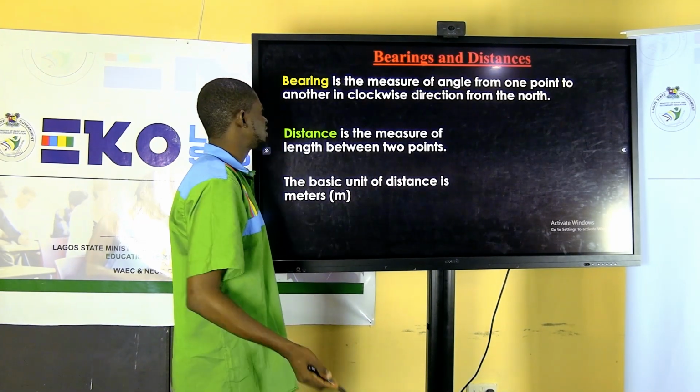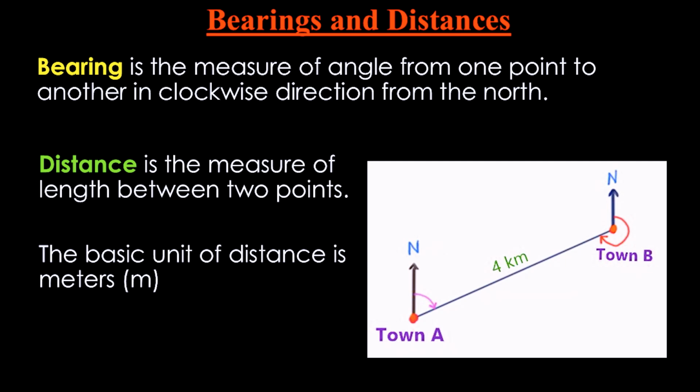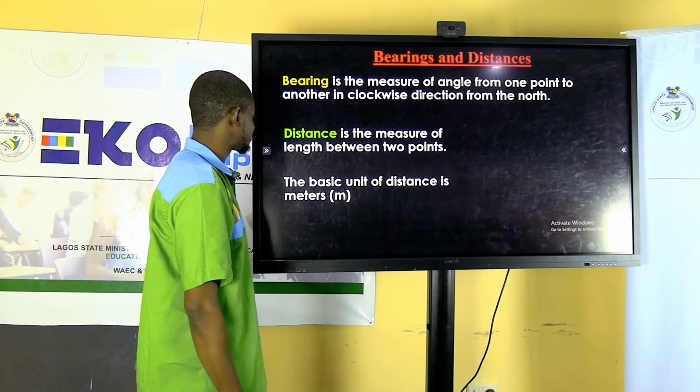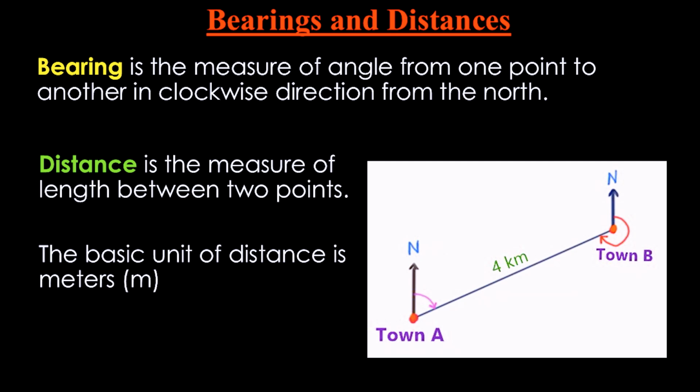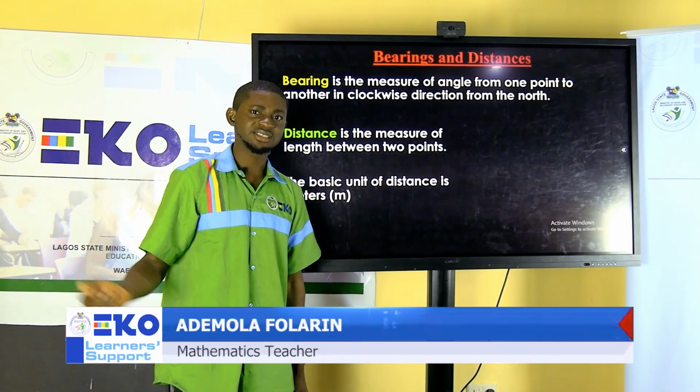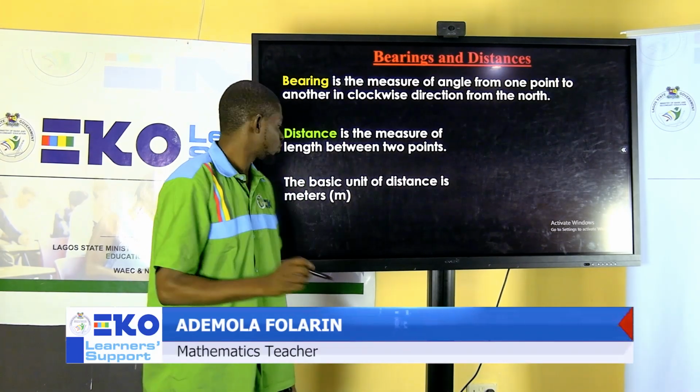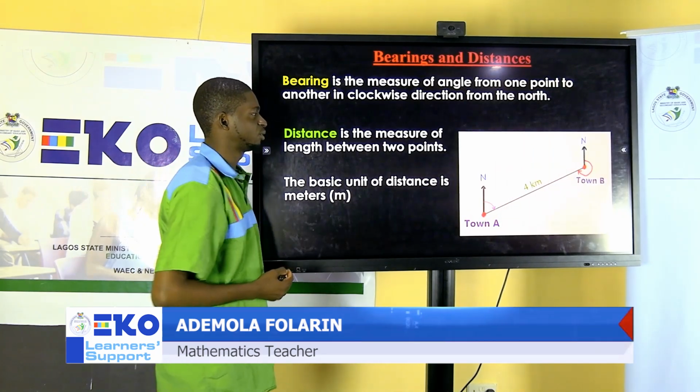Let's quickly brush through our knowledge of bearing: the measure of angle from one point to another in a clockwise direction from the north. Then what is distance? In basic mathematics, it is just the measure of the length between 2 points. The basic unit of distance is meters. They may express this in kilometers or centimeters, or also in yards, feet, or inches, but the basic one is the meter.